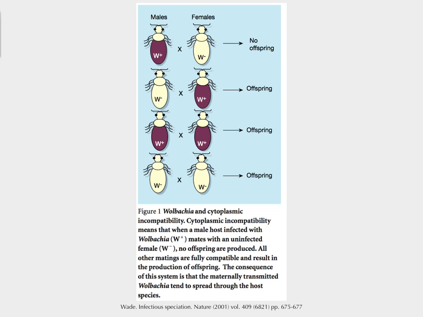I'll get to the punchline. The reason that this evolves is because if you're a female with Wolbachia, you're controlling your offspring. If these two have offspring, you're often going to be having Wolbachia.